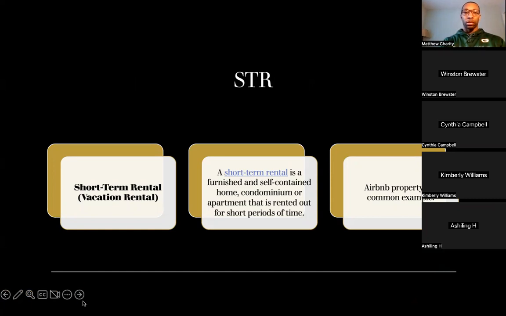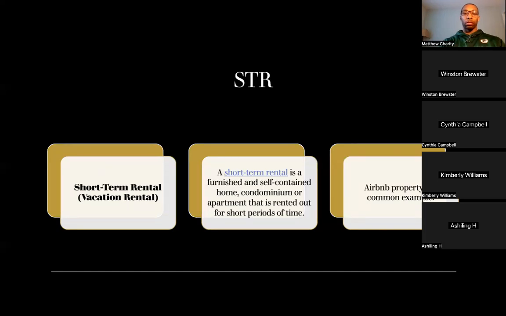Nope. Yeah, okay. So STR is a short-term rental. What is a short-term rental? It's a vacation rental. You can hear it called vacation rental, Airbnb, VRBO. This is where the home is furnished and self-contained. It can be a condominium, a home, a cottage, whatever. Airbnb is a common example.